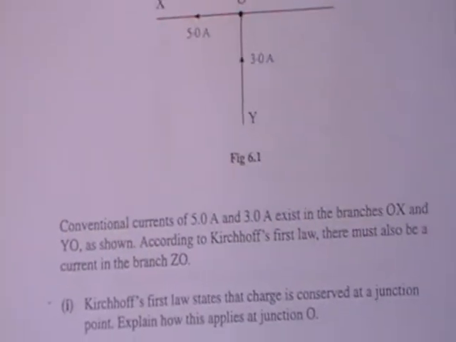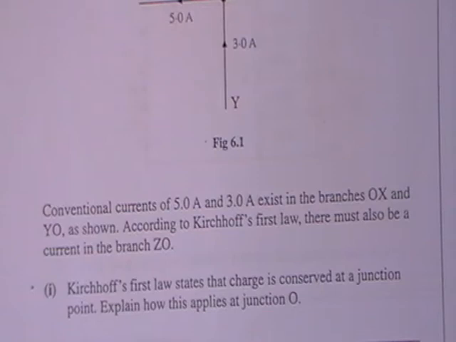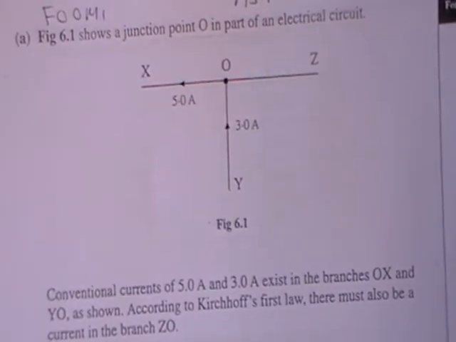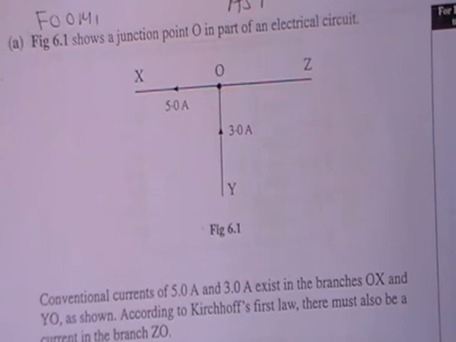Conventional currents of 5 amps and 3 amps exist in the branches OX and YO as shown. According to Kirchhoff's first law, there must also be a current in the branch ZO. Kirchhoff's first law states that charge is conserved at a junction point. Explain how this applies at junction O.